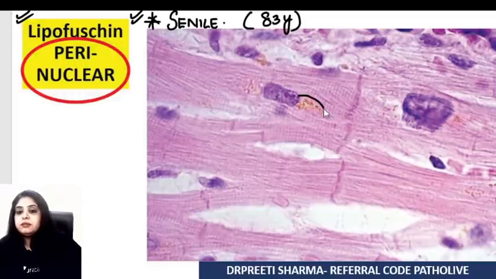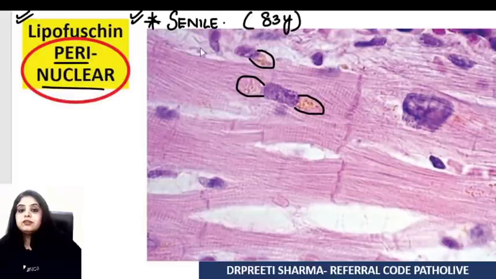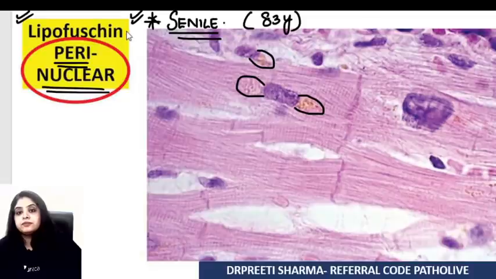And what's the second catch point other than old age? You will see that this pigment will always be around the nucleus. That is how they've mentioned. The brown color will be around the nucleus. So if they have an old man or a woman with a perinuclear pigment, you should know you're dealing with lipofuscin.